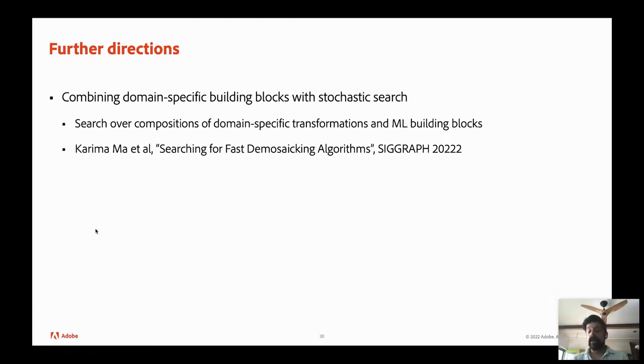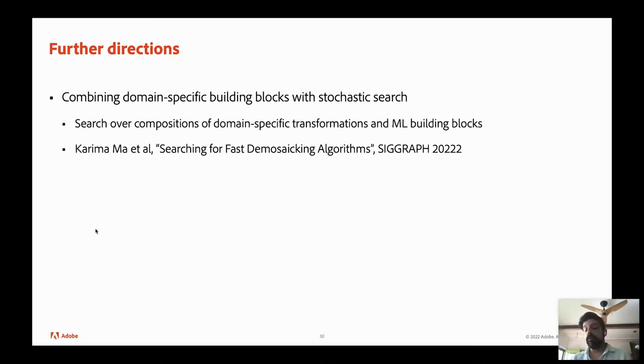And in this vein, Karima Ma, who was an intern at Adobe when she started this work and is a student at MIT, will be presenting a paper at SIGGRAPH in a month or so, which really shows the application of a kind of program synthesis, which is kind of the most basic thing, which is randomly search over programs, combined with stochastic search for optimizing each of those programs for a particular algorithm.